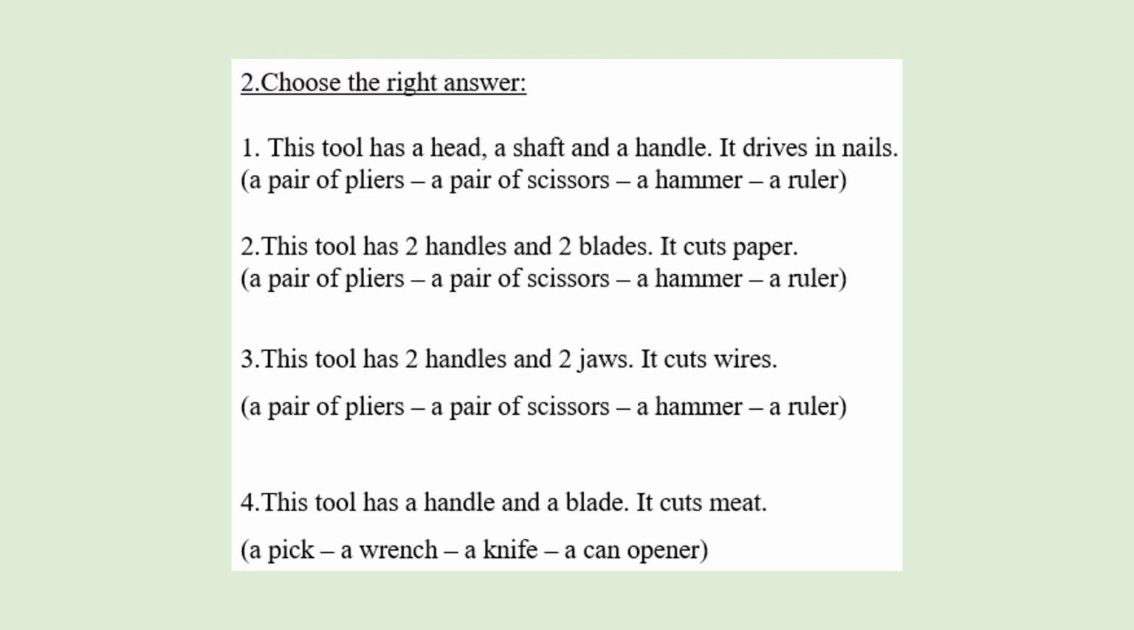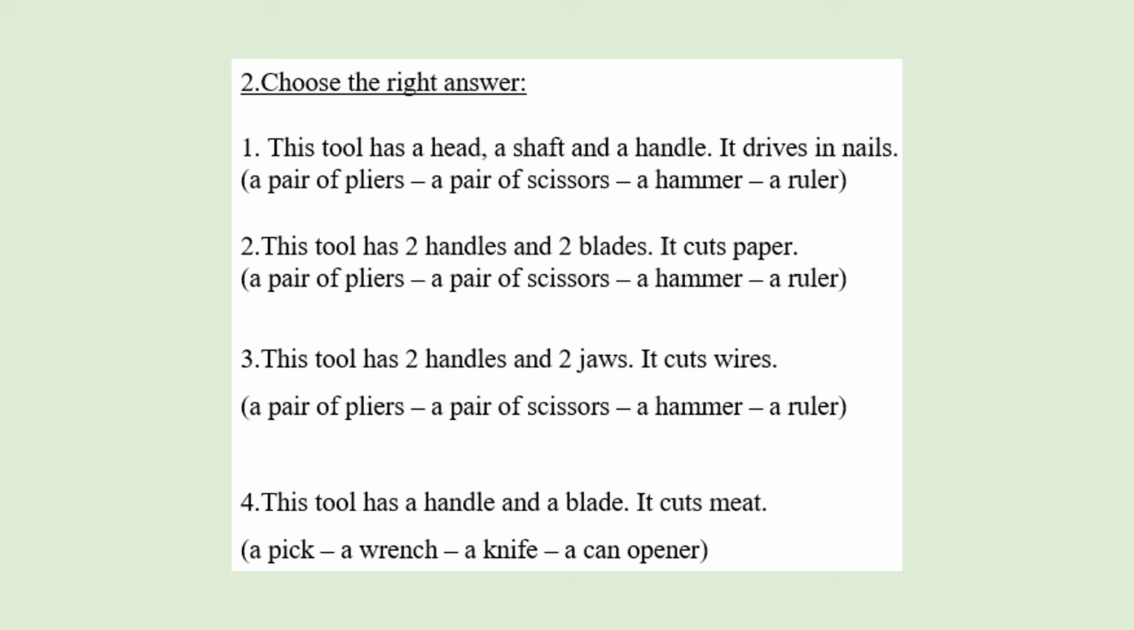Okay, in this exercise we have a description of the tool and we have to recognize the tool through reading the description. And it's in the form of choosing the right answer. Number 1, this tool has a head, a shaft, and a handle. It drives in nails. So the first part of the sentence talks about the description of the tool itself, and the second sentence talks about the function of the tool. So it drives in nails.